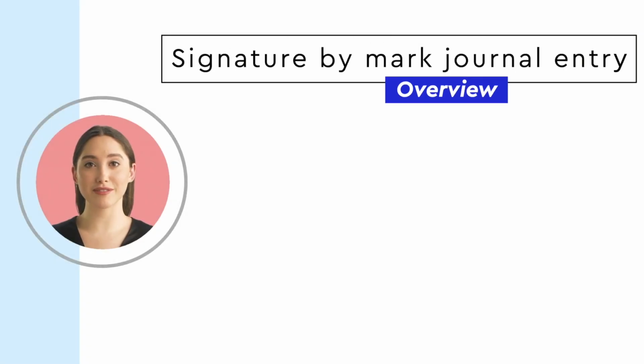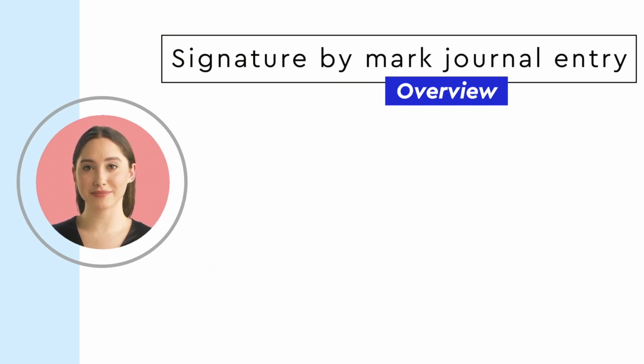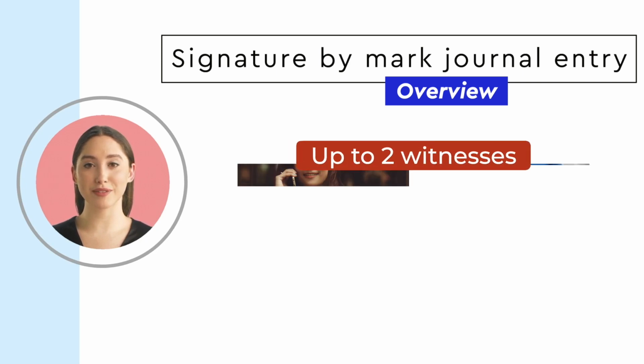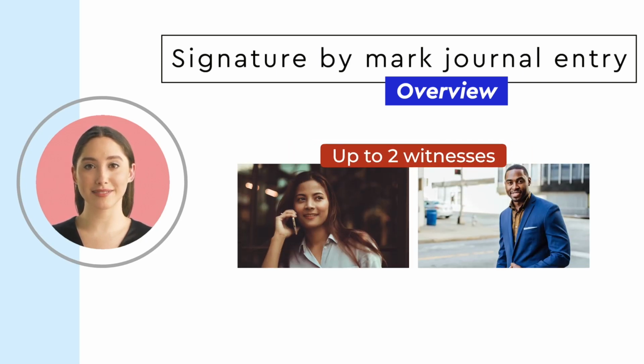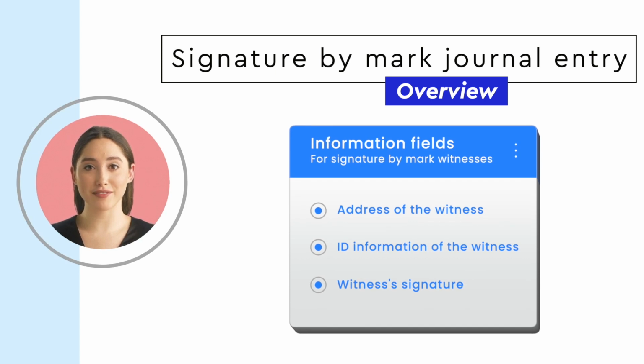Capturing all relevant information for the signature by mark witnesses happens on step 4 of the app, where you would normally collect signatures. We provide you with the ability to capture up to 2 signature by mark witnesses. Only one is required to move forward if you select the signature by mark workflow. For each signature by mark witness, we allow you to capture the following pieces of information: the address of the witness, the ID information of the witness, and the signature of the witness.